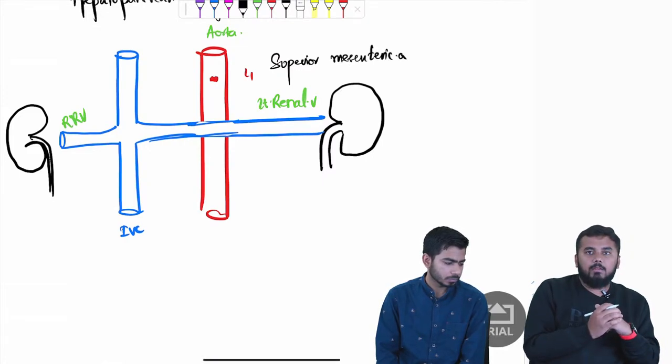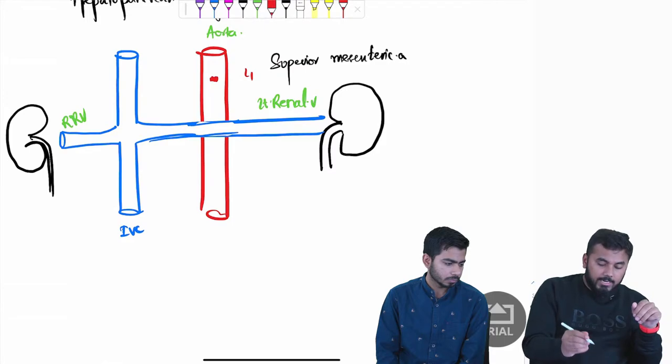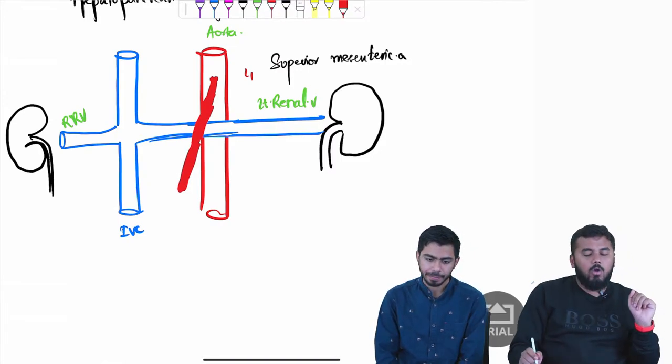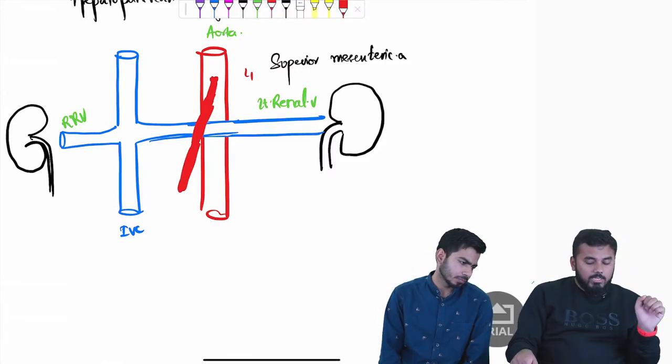Superior mesenteric artery. Now pay attention, all of you. This superior mesenteric artery passes over the inferior vena cava all the way like this. Okay, now what is happening?